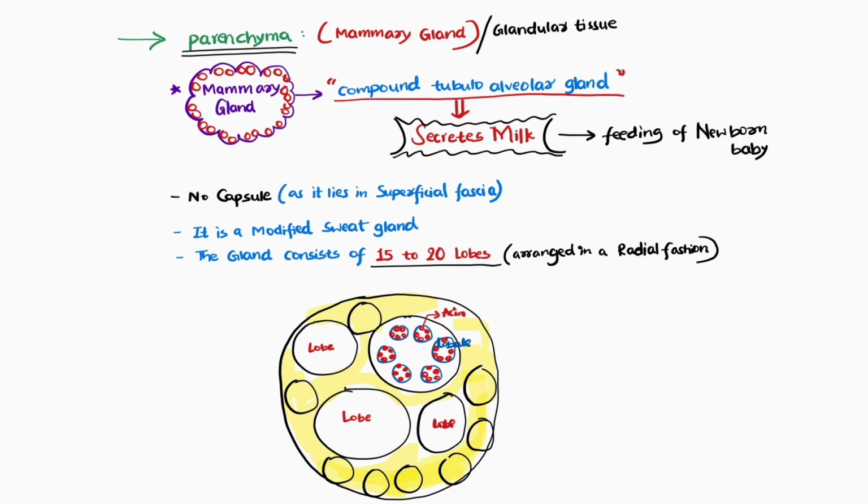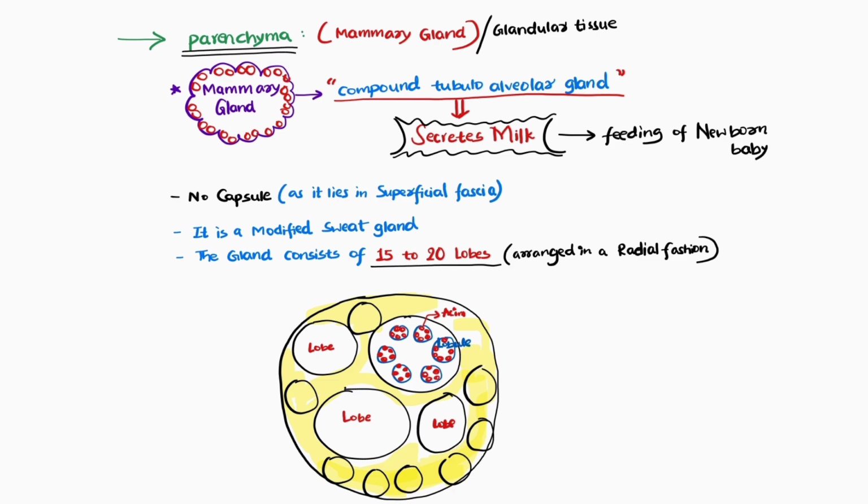So if you see that mammary gland which is written with the violet color, the red color small dots are the glandular tissue which secretes the milk, which channels through the ducts. As it lies in the superficial fascia, it has no capsule. So a capsule is a thing which encloses. So it has no capsule. It is not enclosed because it lies in the superficial fascia itself.